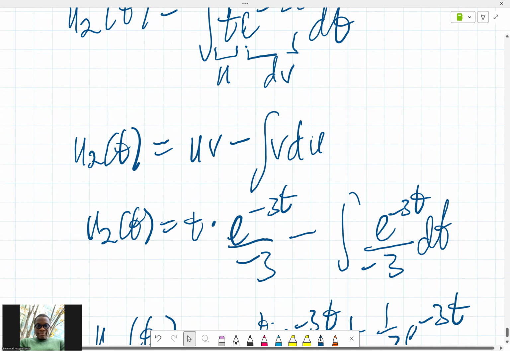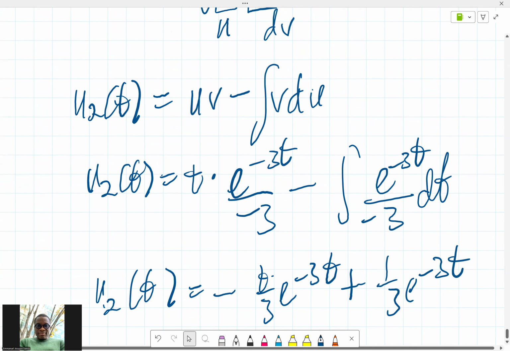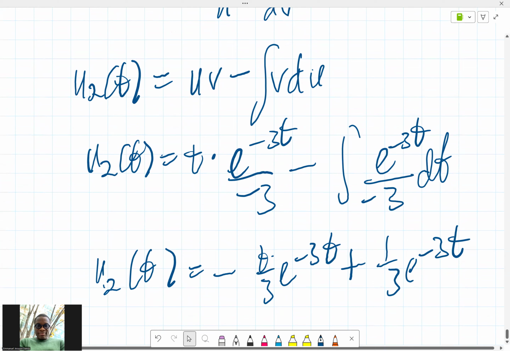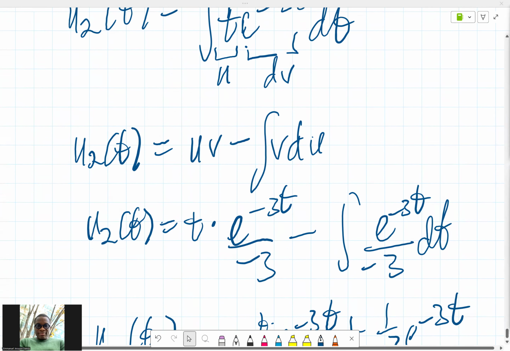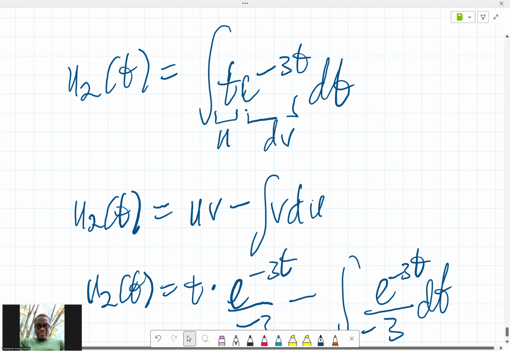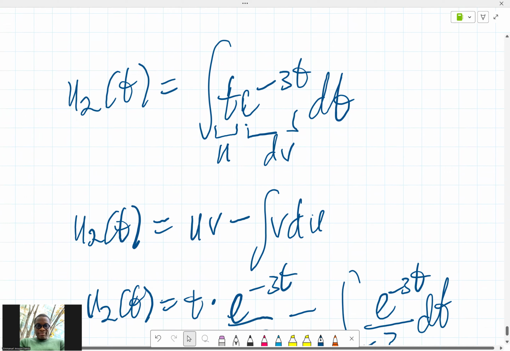What's wrong there? What's wrong? Minus t over 3. So when we come here, v itself is e raised to minus 3t over minus 3, dt.